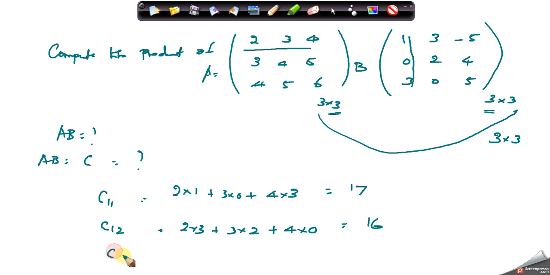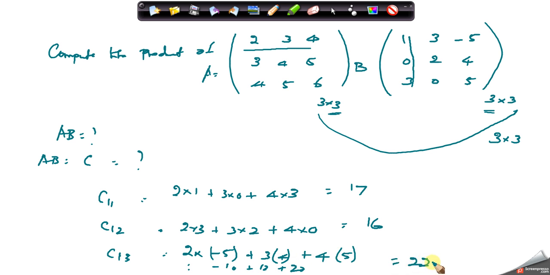What is C13? Nothing but first row and third column in this case, right? 2 into minus 5 plus 3 into 4 plus 4 into 5. That is equal to minus 10, plus 12, plus 20. So equal to 22. This is fine. So we need to similarly find C21.